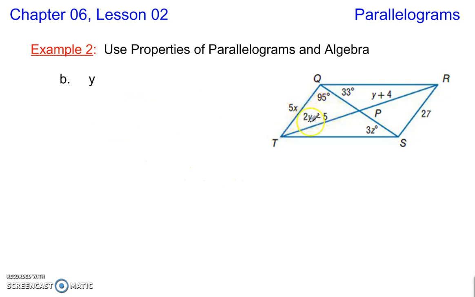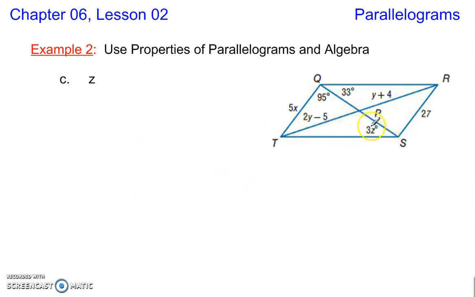If we want to find Y, well, I know that the diagonals bisect each other, so this segment is congruent to this segment. So I can set those two equal. So 2y minus 5 is equal to y plus 4. Solve for y, and we get y equals 9.